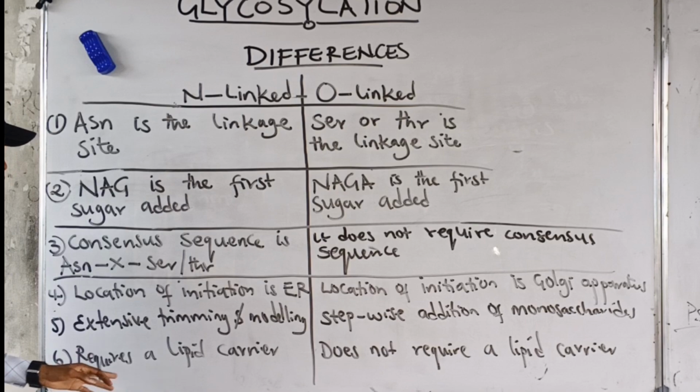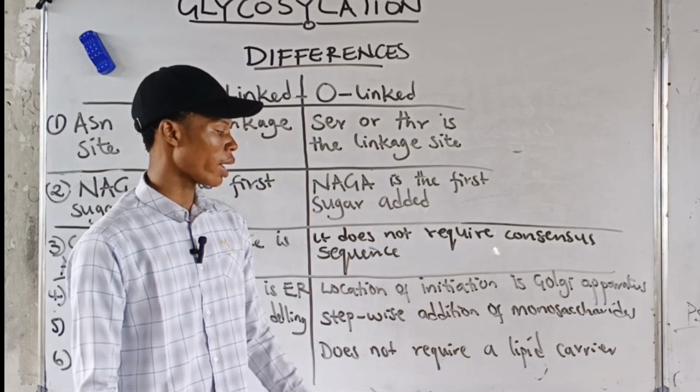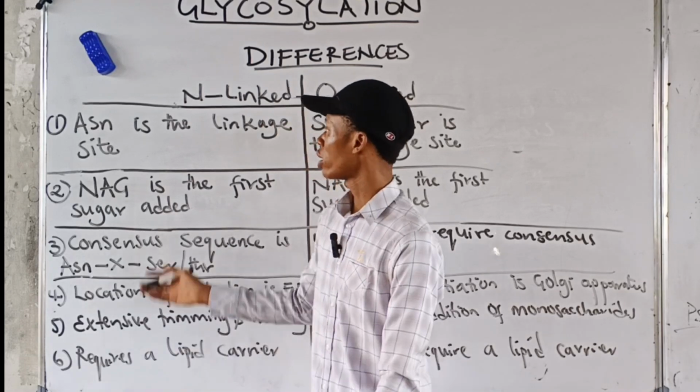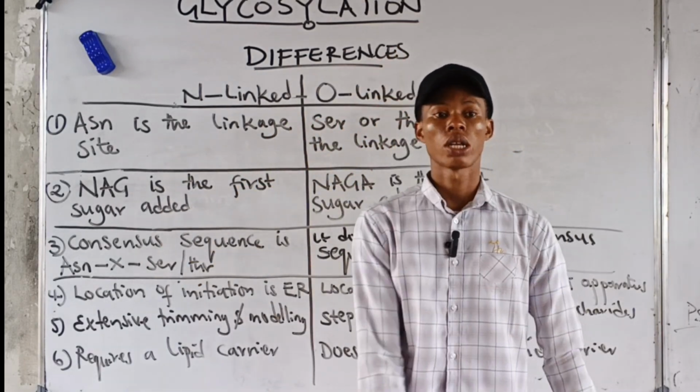Then N-glycosylation requires a lipid carrier, while O-glycosylation does not require a lipid carrier. So these are the differences between N-glycosylation and O-glycosylation.